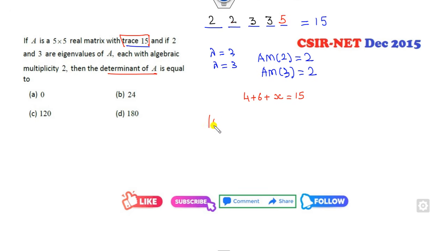Then the determinant of the matrix is the product of them. So it's 4 into 9 into 5, that means 4 into 45. That is 180, the right answer of this problem. You can see within 10 to 15 seconds you can solve the problem.